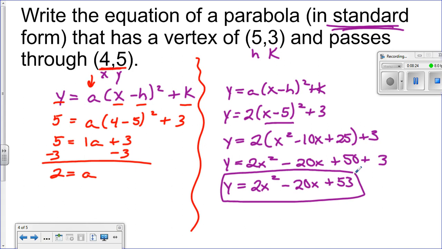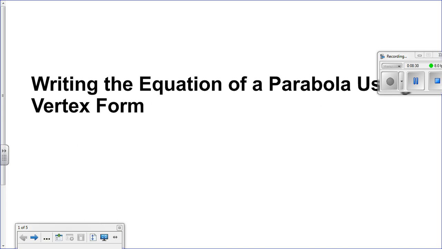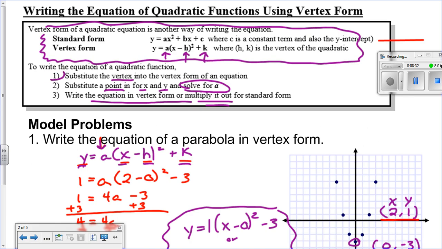And there you go. So just to review your steps. Step 1: you are going to substitute the vertex into vertex form. Step 2: you're going to substitute a point into that vertex form and solve for a. Step 3: you're going to write the equation in vertex form and multiply it out to standard. So put your vertex in, put a point in, solve for a, then put it in your equation, and you're done.